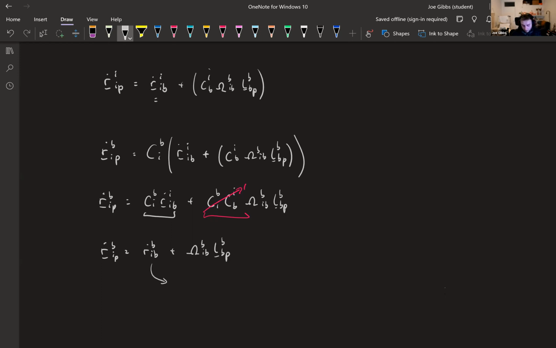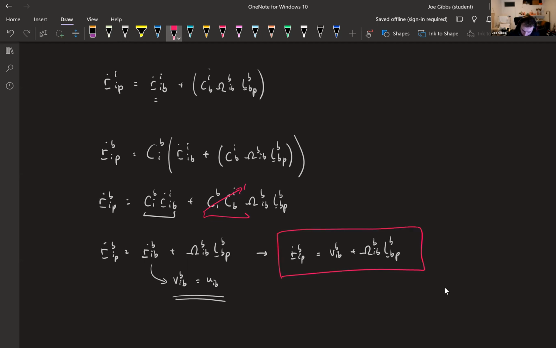Where this is where I got ahead of myself, where we refer to this as VBIB, sometimes referred to as UIB as well. If you see that anywhere, that is basically the velocity of the body in the inertial frame resolved into the body frame. Okay, now if we add that in to our final result, plus omega BIB plus the length BBP, we get to the solution just here.